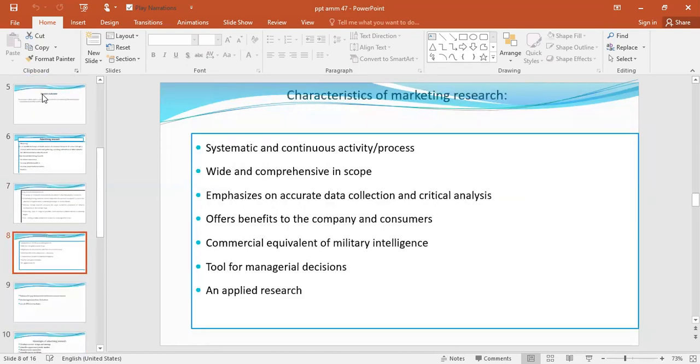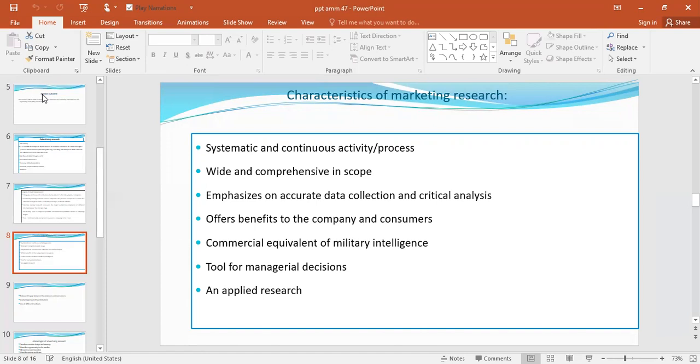Now we have got the characteristics of marketing research. The first characteristic is it is a systematic and continuous activity or process. Secondly, it's very wide and comprehensive in scope. Third, it emphasizes accurate data collection and critical analysis. Next, it offers benefits to the company and consumers.